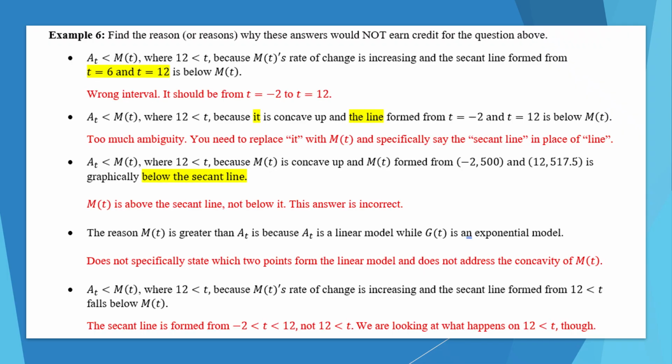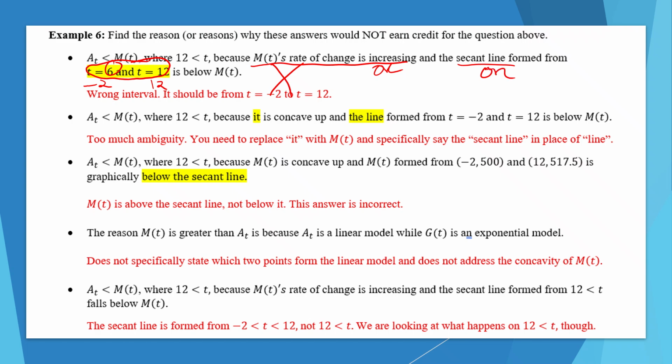All right, so here are the same ones. I just added in my own words. And so here, the first one is wrong because of the 2 points for the secant line. It should be -2 to 12, but here it says 6 to 12. That is wrong. So that is what makes this question wrong as well. Right here, it says the rate of change is increasing. That's okay. They say secant line. That's the second part, but the third part is wrong.